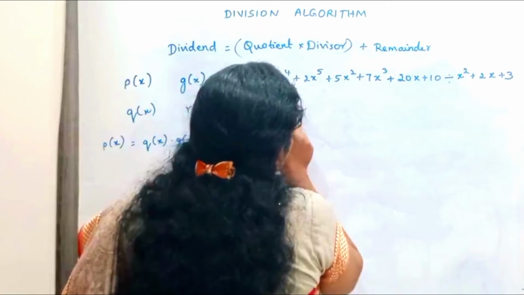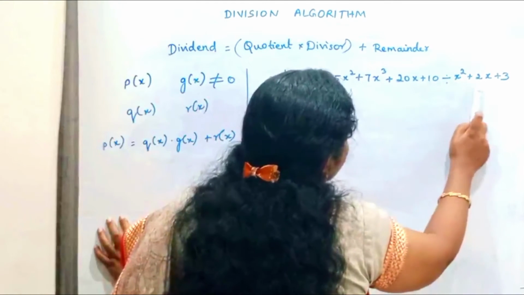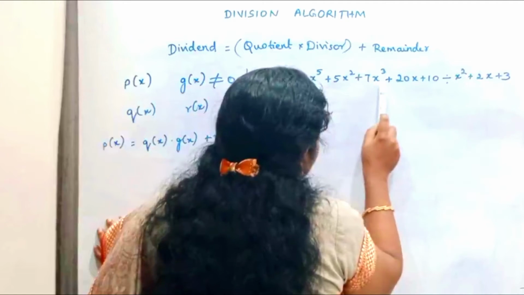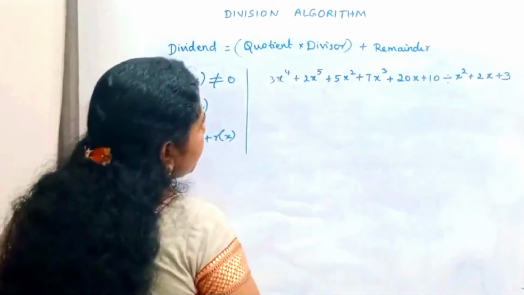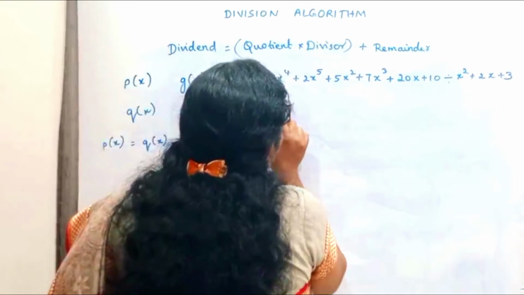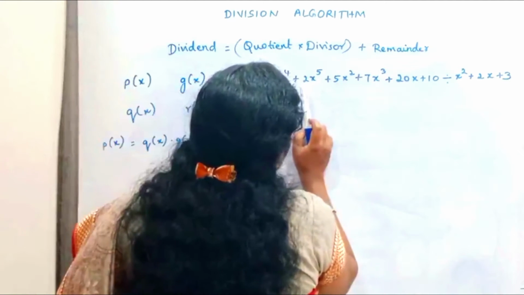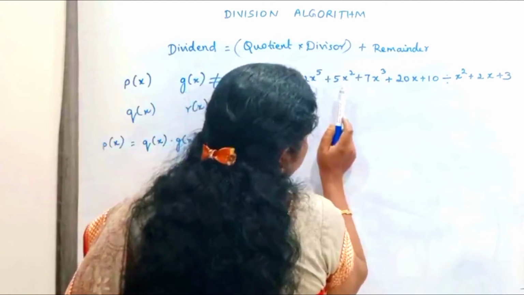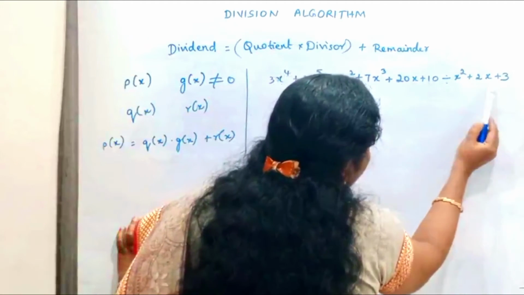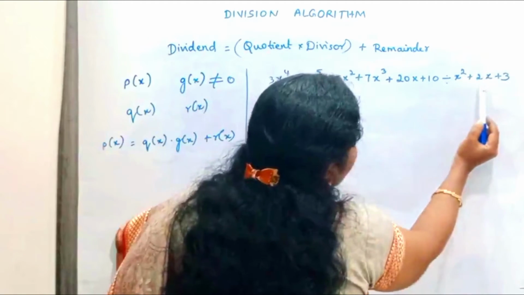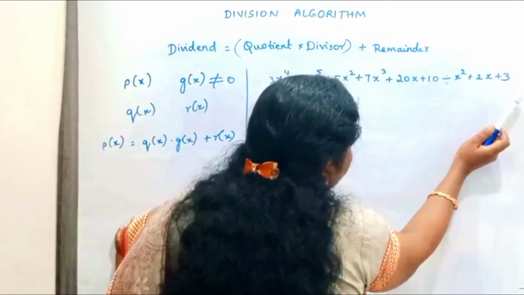So here we are having a polynomial. This should be divided by this polynomial. Here this is the dividend and this is the divisor. So now to divide, the first step is we have to arrange the terms here in the decreasing order of powers of the variable. And also the same thing should be done in the divisor part also. Here also we have to arrange the terms in the decreasing order of powers of the variable.